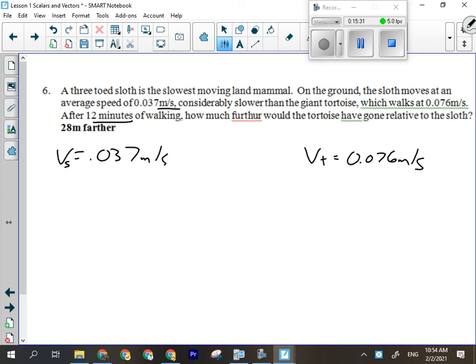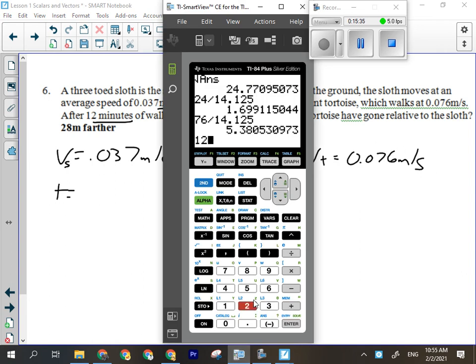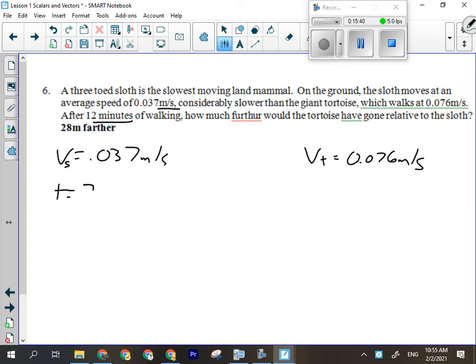Okay, so I've got to take that 12 minutes and multiply by 60 in order to get my actual time in seconds, so my units match. So each one of these is going to be 720 seconds. That's the whole purpose of that question, just to remind you that something happens in Science 10: our units always have to match.